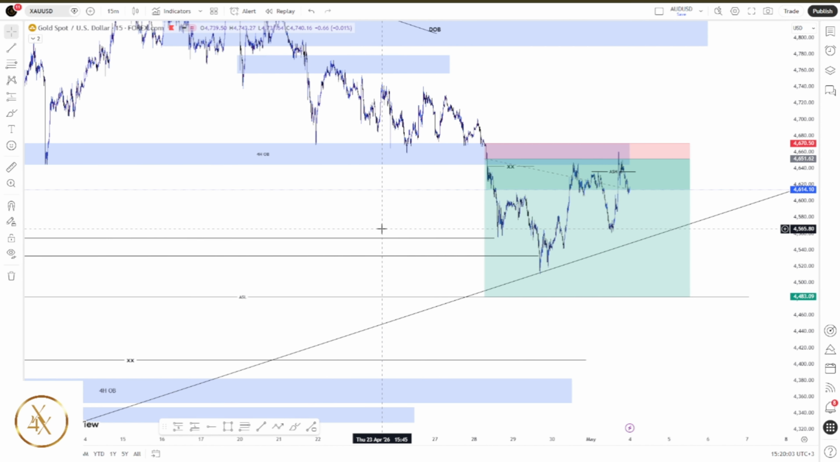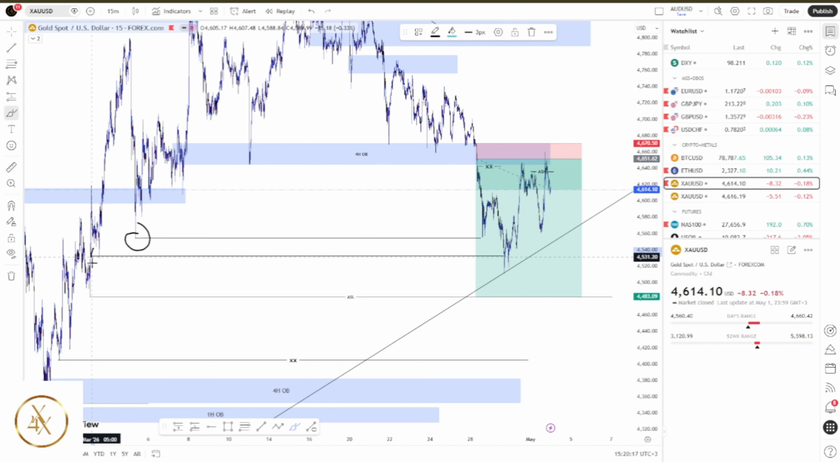So the other example is on Bitcoin. This was a continuation example of multiple breaks of structure. The POI was on the 4 hour. It was a 4 hour order block that was broken to become a breaker. We have inducement on the 15 and an order block. And price has come back to trigger price to continue with the shorts. So this is close to a 1 to 8, 1 to 9 trade.